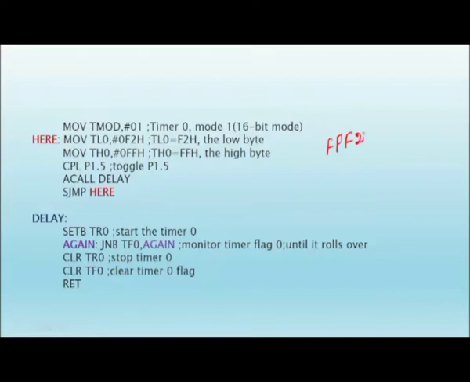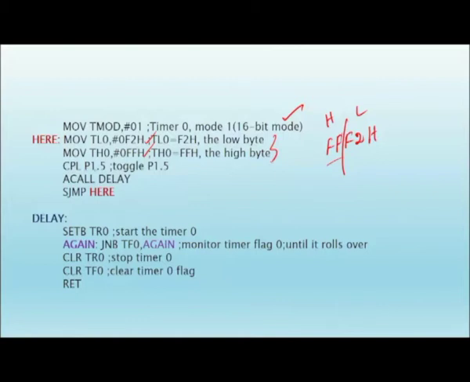FFF2. In that case, this is the lower byte data and this is the higher byte data, that is why I load the TL register with F2 and the TH register with FFH. So the mode is initialized, then the counter value is loaded, then what is your target? You have to output the value.